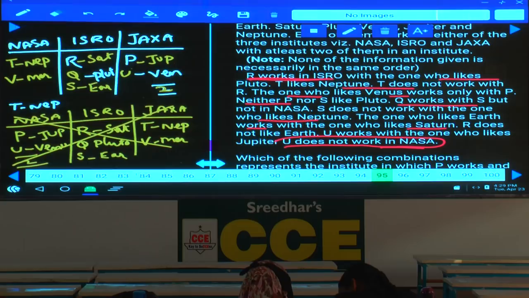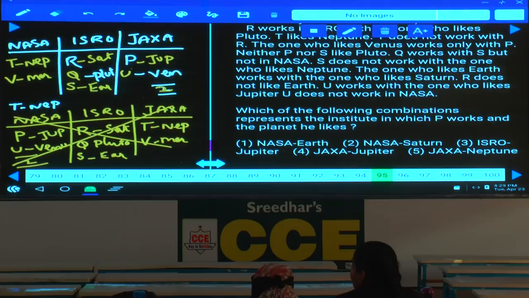Now this is about question numbers 95 to 100. First write down this arrangement. Now which of the following combinations represent the institutes in which P works and the planet he likes? P works in Jaxa and likes Jupiter. Jaxa, Jupiter, that is choice 4.